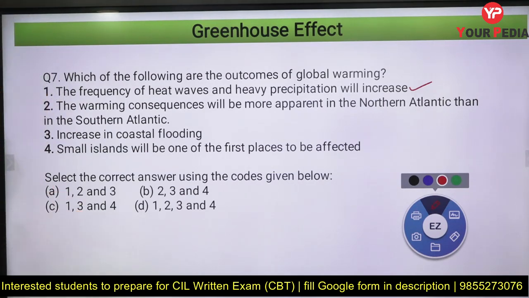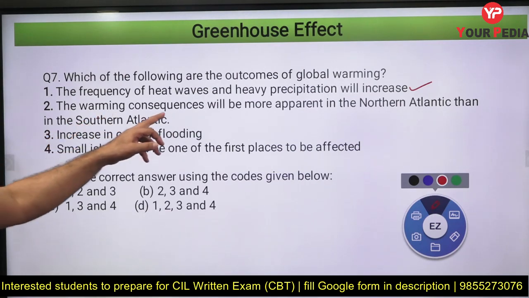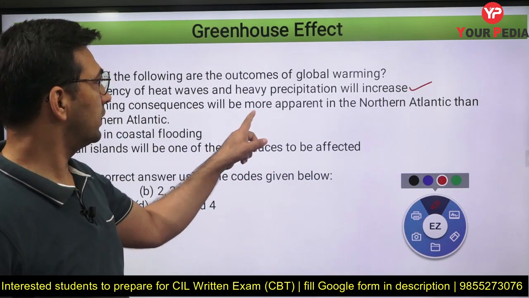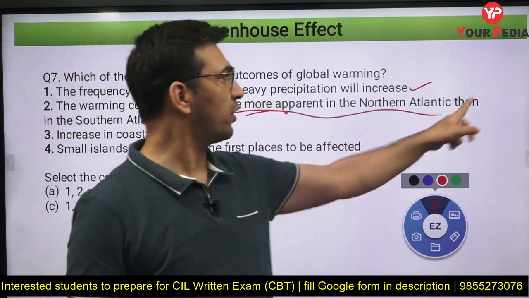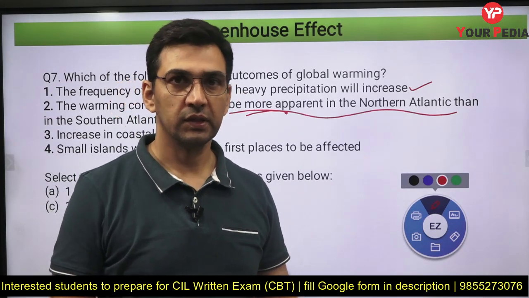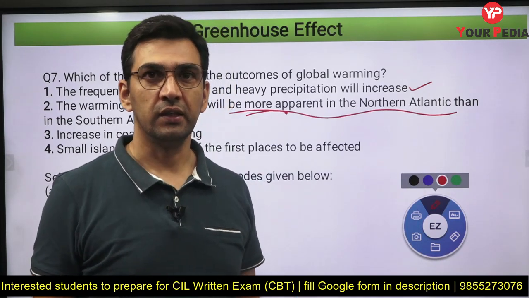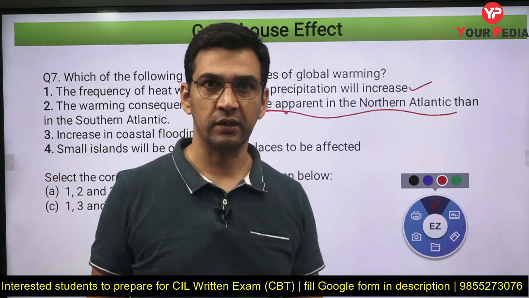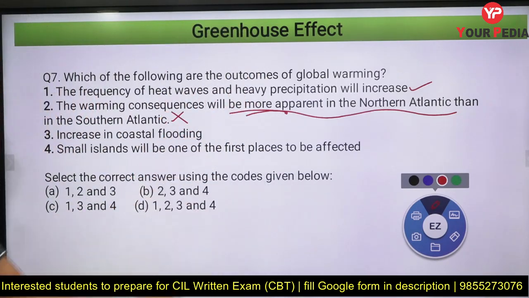Warming consequences will be more apparent in the northern Atlantic and southern Atlantic Ocean. What this statement is saying is, because of global warming, this consequence will be more predominant in the northern Atlantic compared to the southern Atlantic. It's a random statement. It carries no meaning. There is no such study that northern Atlantic will be influenced more compared to the southern Atlantic. It is not backed by any kind of proof. It is something like saying that China will be more influenced compared to India, right?